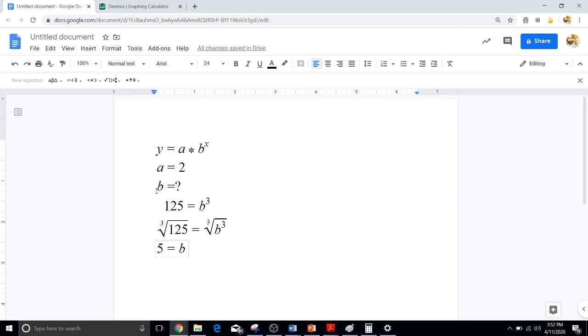We have our a, we have our b, we can make an equation. Let's do that now. y is equal to a, which is 2, times b, which is 5, to the power of x. And this is going to be our equation and our answer for this problem.